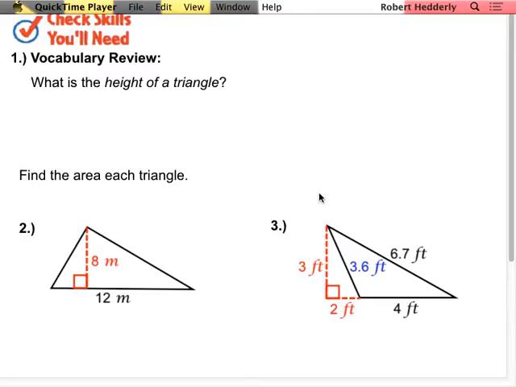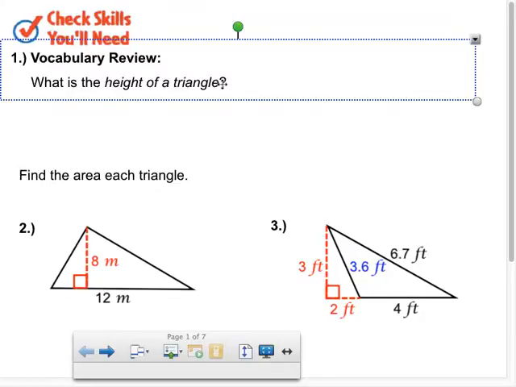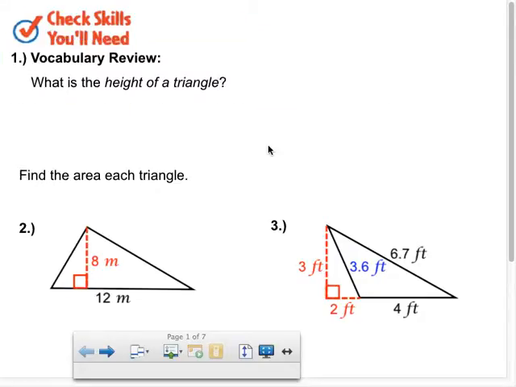Okay, this is second semester Math 7. This is Unit 2, Lesson 12 and 13. These are combined. Okay, vocabulary review. What is the height of a triangle? Who knows what the definition is for the height of a triangle? Who's got that? How do we know something's the height of a triangle?